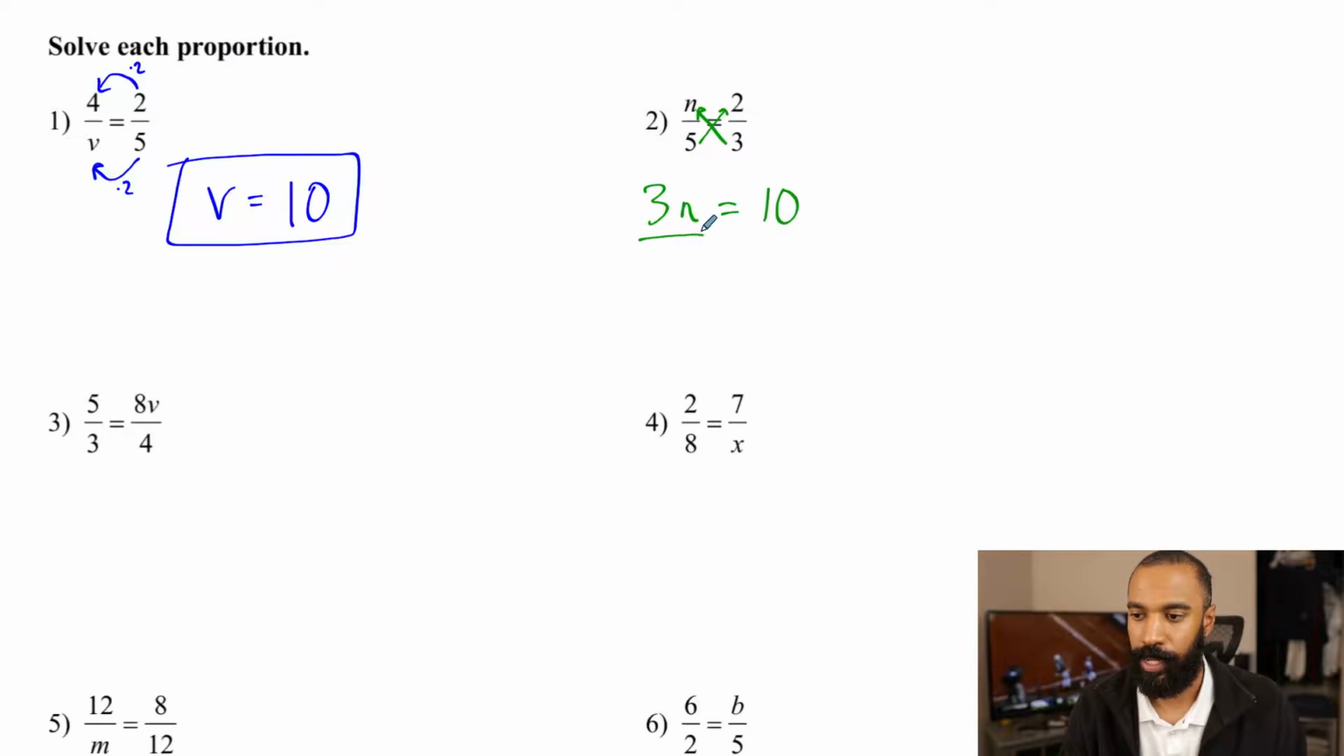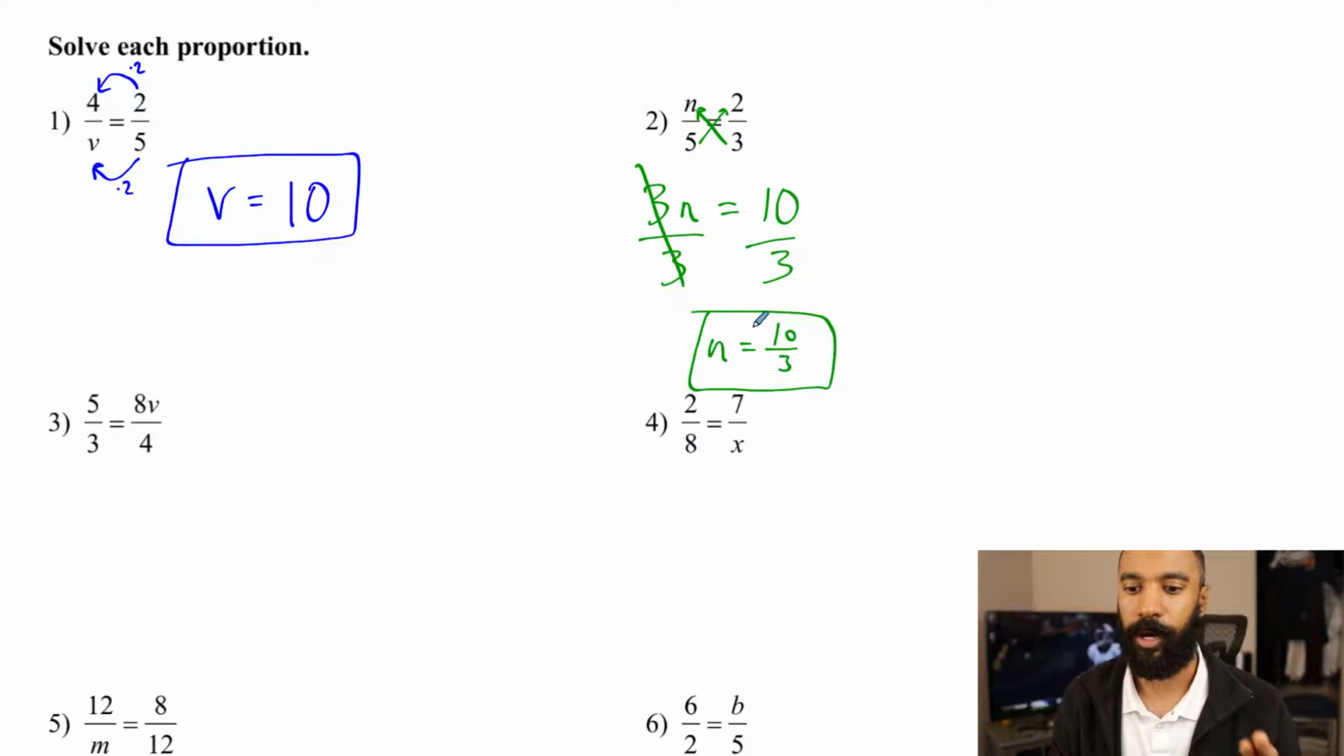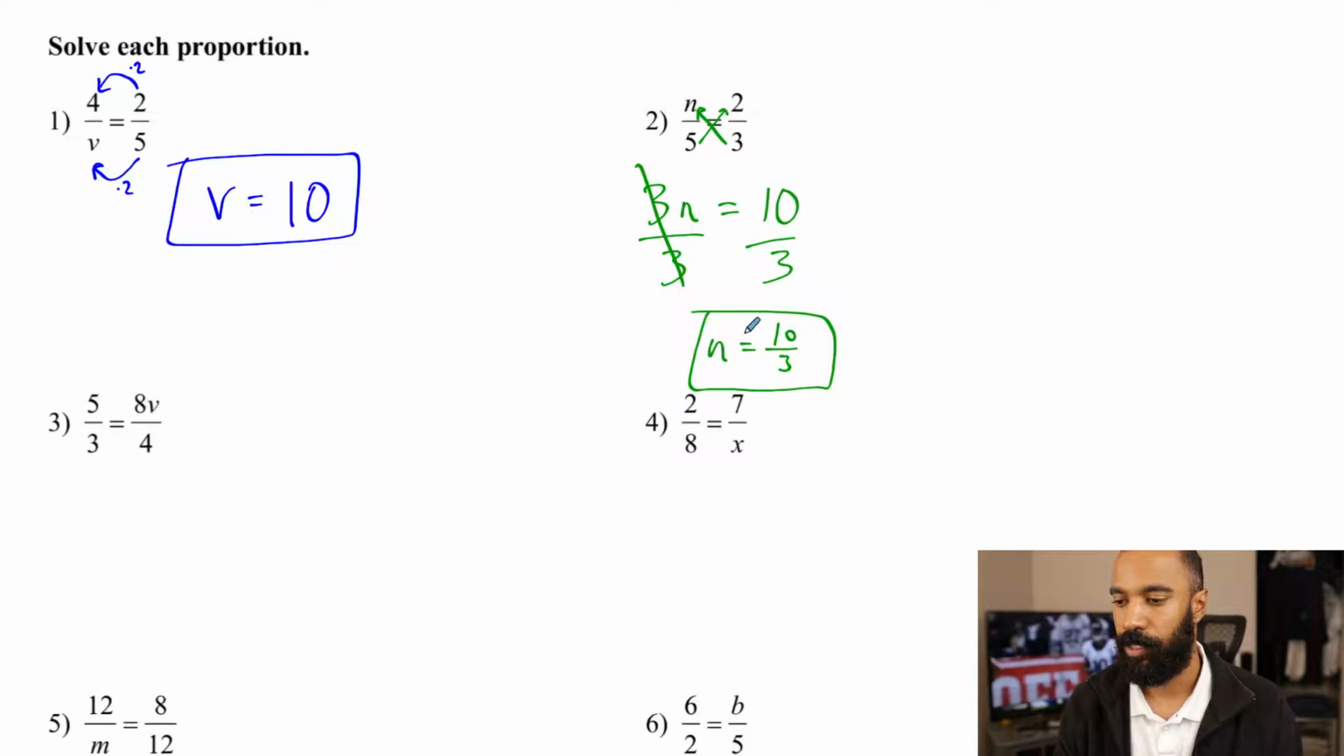Divide both sides by 3 right here, and you get n equals 10/3. Now I'm going to leave the answer like this. I want to make another statement about a problem like this. Let's just do it with this one here.